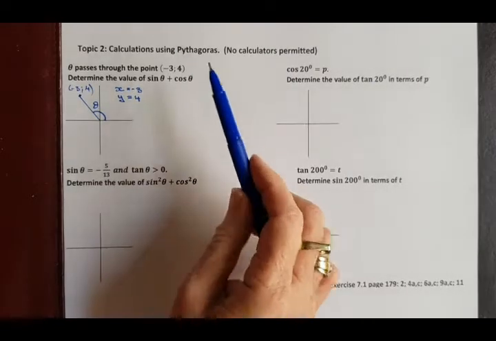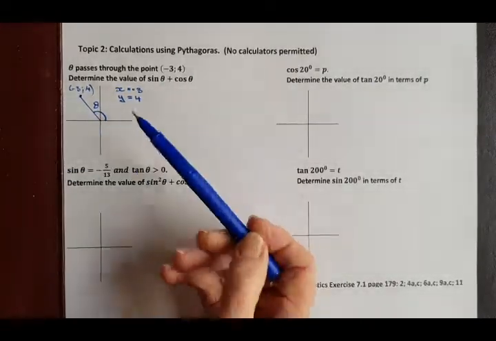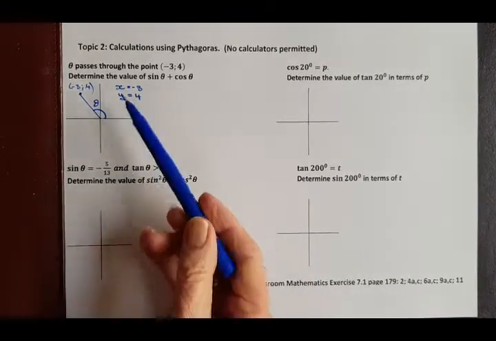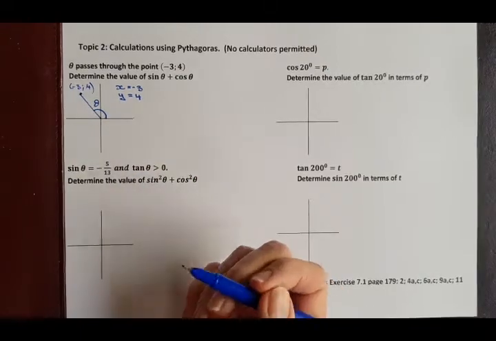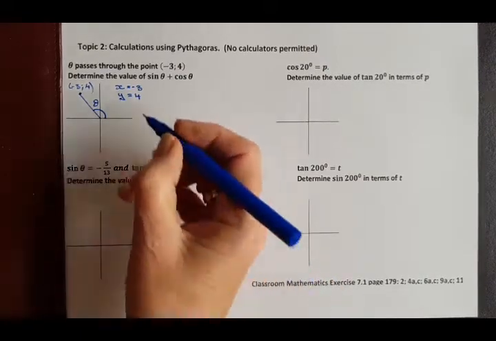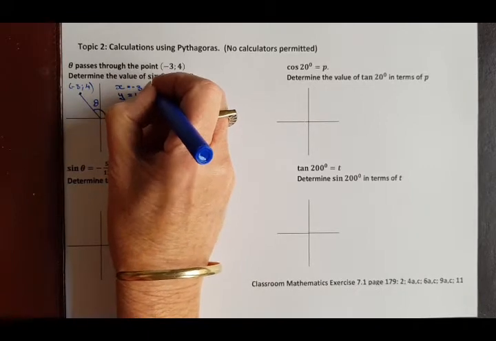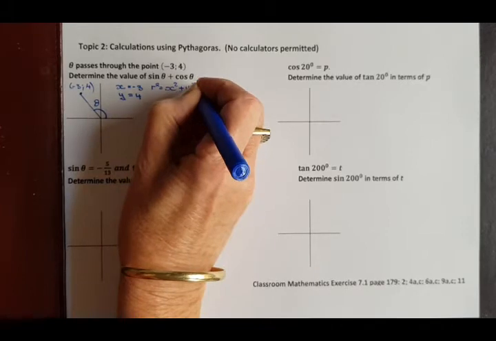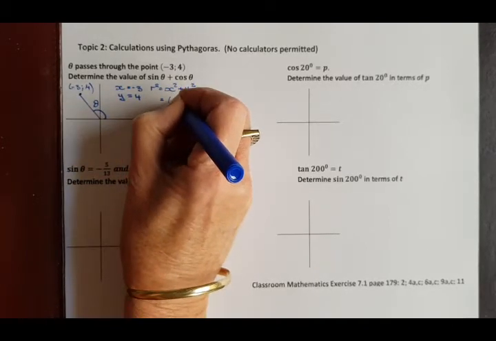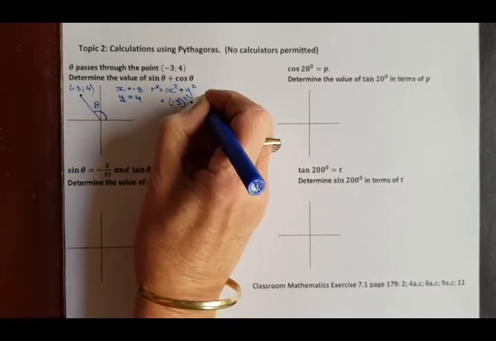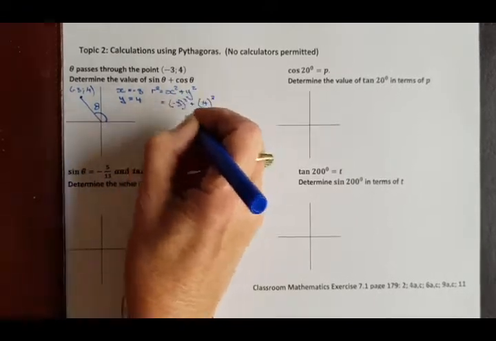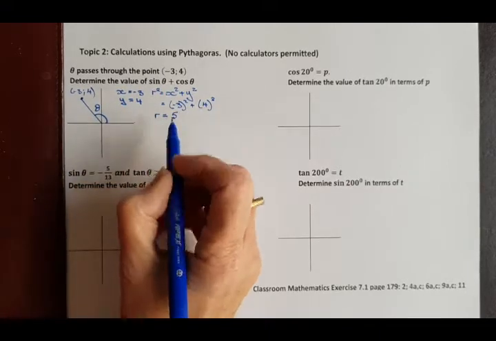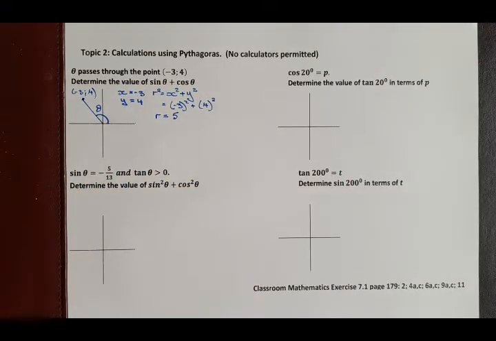Now, in order to work out any trig ratios, we just need to know our x value, our y value, and our r value. And once you have x and y, you can always work out your r value using the theorem of Pythagoras. In other words, r squared is equal to x squared plus y squared. When you do your substitution, -3 squared plus 4 squared, you're going to get 25, and your r value is 5. Please remember, r is always positive.